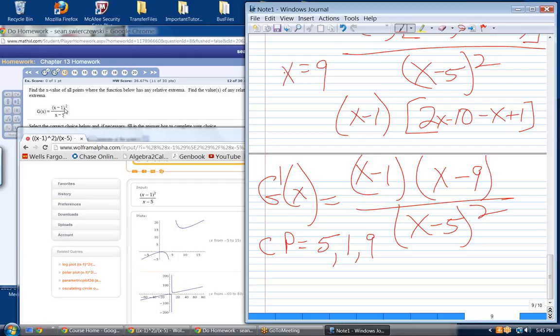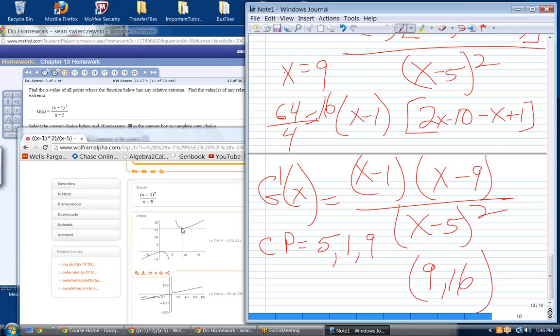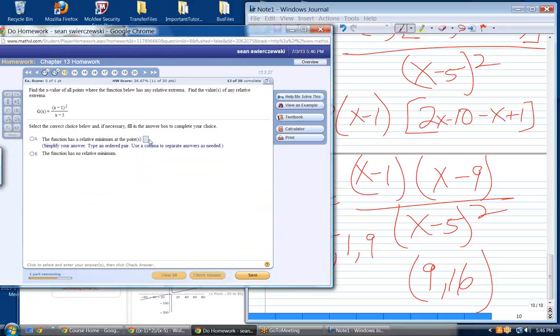And what is g of x when x is equal to 9? Well, we have 8 squared divided by 4. Oh, that's 16. Okay. So 9 comma 16 is this point right here. That is a local minimum, or a relative minimum.